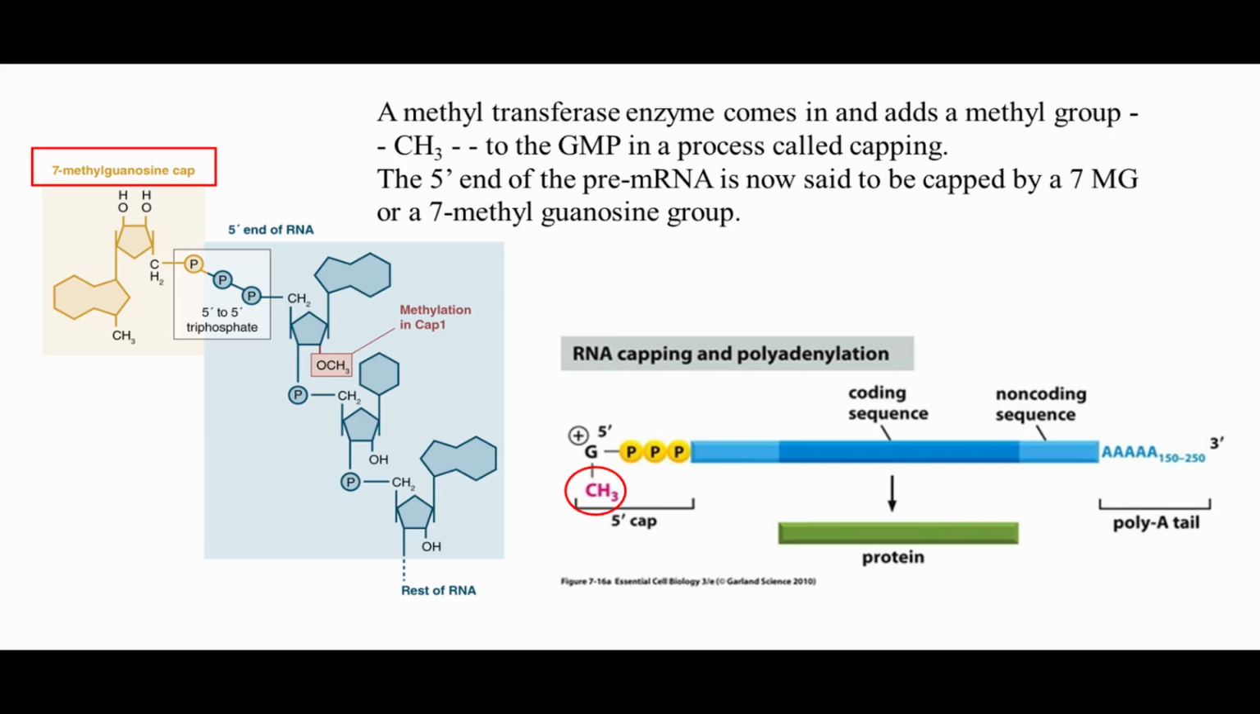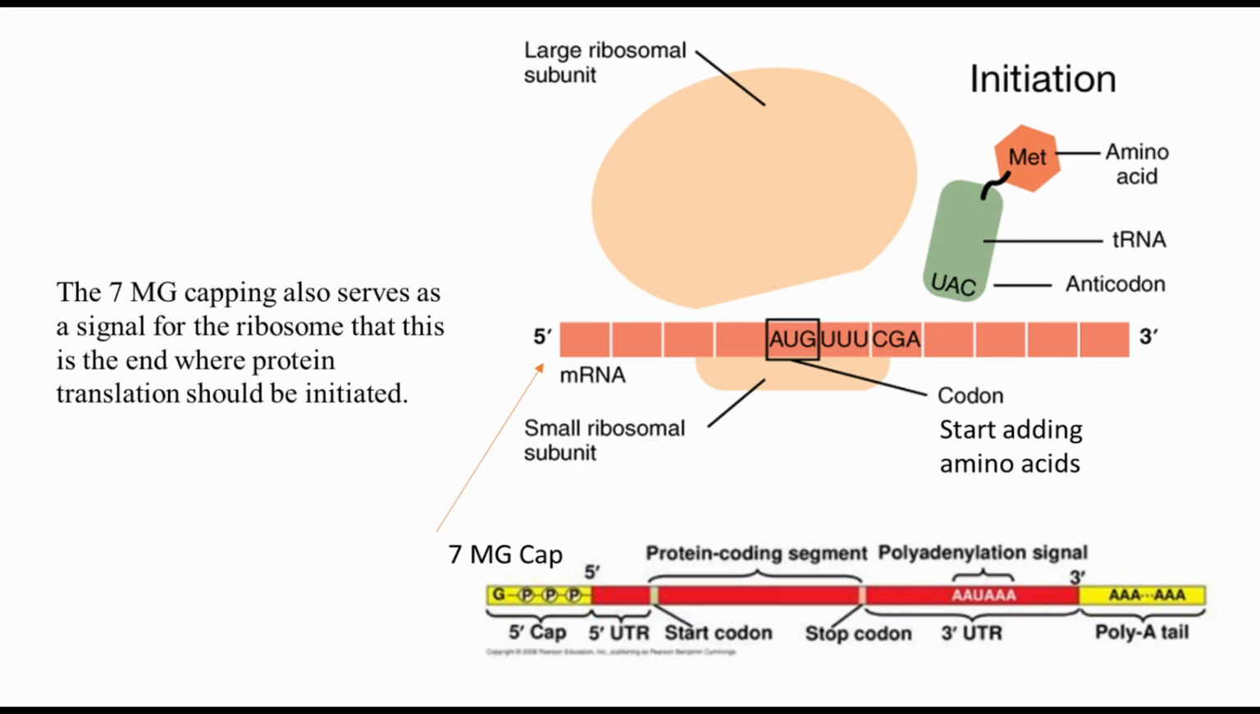Next, a methyl transferase enzyme comes in and adds a methyl group, CH3, to the GMP in a process called capping. The 5' end of the pre-mRNA is now said to be capped by a 7-mG, or a 7-methyl-guanosine group. The 7-mG capping prevents nuclease enzymes from coming in and breaking down the pre-mRNA into nucleotides. The 7-mG capping also serves as a signal for the ribosome that this is the end where protein translation should be initiated.